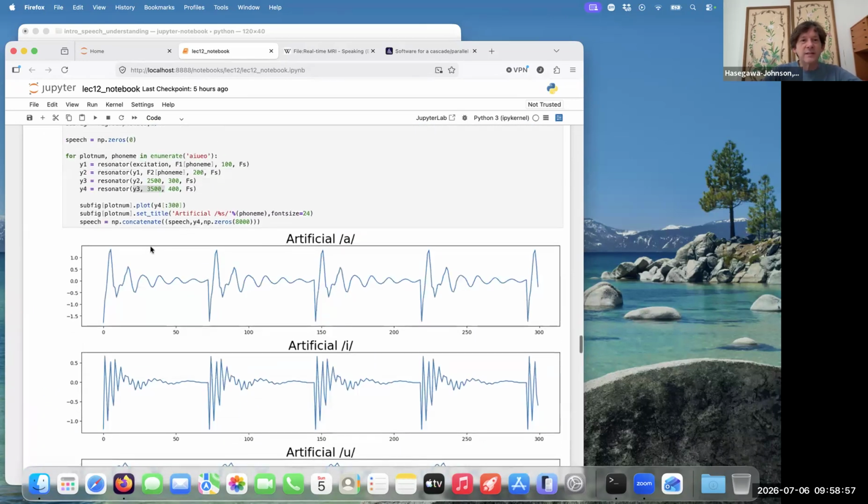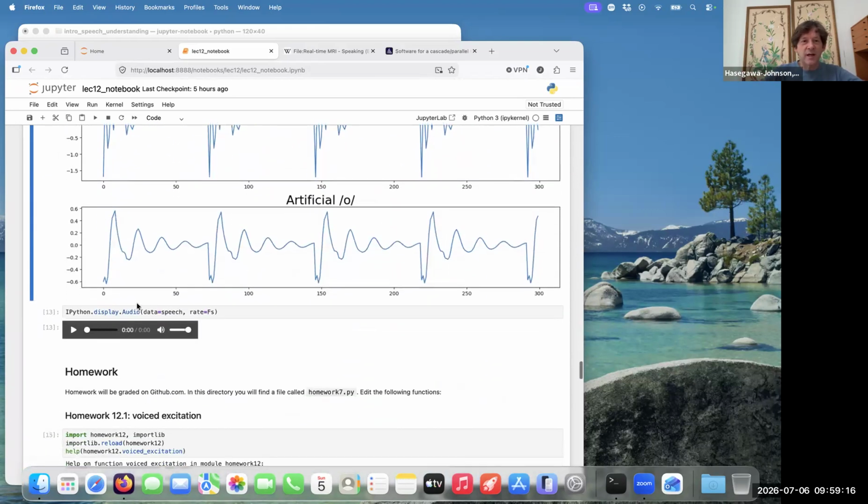Let's listen to them. The way that I've done to listen to them is to concatenate the speech followed by 1 second of zeros. Right, so I have the speech each time with Y4, the output of the last resonator, concatenated with zeros. So we'll have A, E, U, A, O, each one of them separated by a silence.